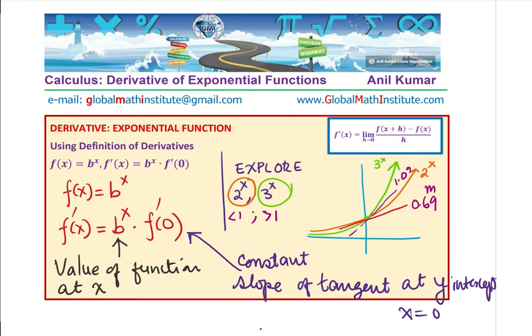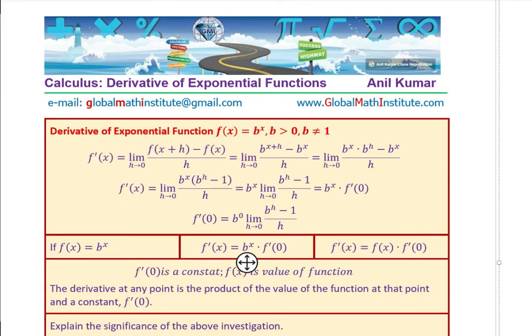Slope of tangent. So that means there should be some number in between where the derivative at 0 is equal to 1. And that number for which the derivative at 0 is 1 is actually e. Perfect. So that is what we have.